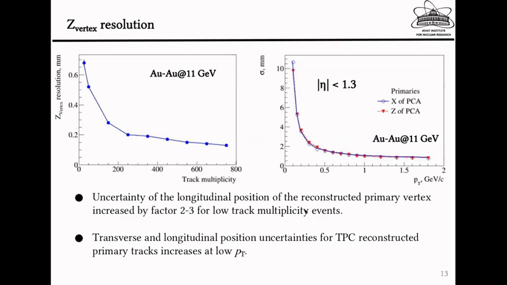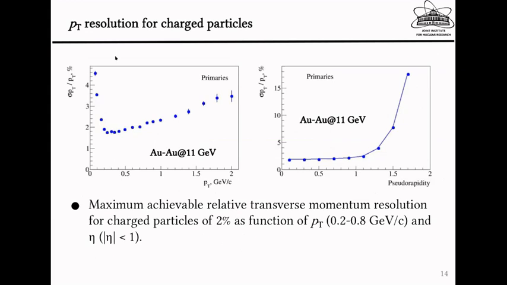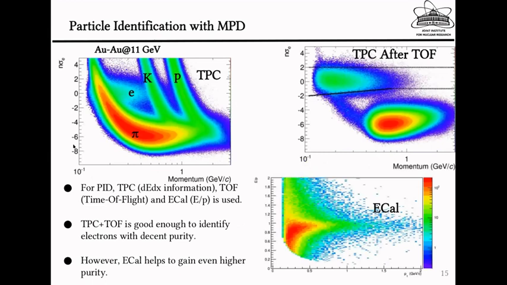Then here are the plots for PT resolution of the charged particles as a function of PT on the left and as a function of pseudorapidity on the right. Integrated PT resolution in the mid rapidity is around 2%. And if you look at it more differentially, as a function of PT, it varies between 2 to 4%. So now for the particle identification with MPD.